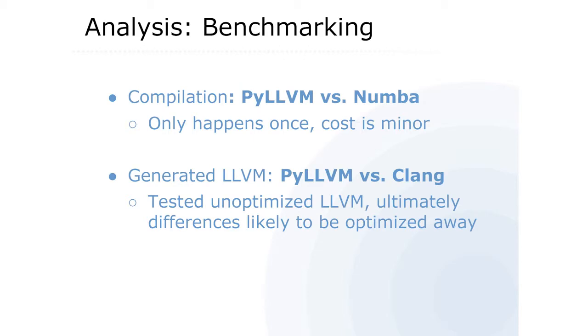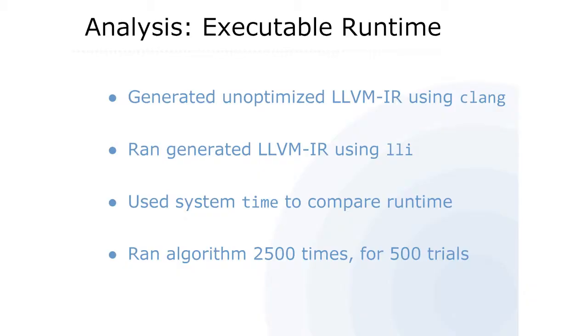The next thing is benchmarking the compilation time and the actual generated LLVM IR. The thing about LLVM IR is that the Tupperware backend expects it to be unoptimized, which means that before it becomes machine code, it goes through a couple optimization passes that are done by the LLVM compiler. So most of the differences between the generated LLVM IR will be stamped out by then. But we wanted to make sure that we didn't somehow create unoptimizable LLVM IR. So we compared PyLLVM with Clang, which is a super popular C++ compiler that uses the LLVM architecture. We used those four functions that I spoke about earlier. We generated unoptimized LLVM IR, and then we ran them and compared the times with system time.